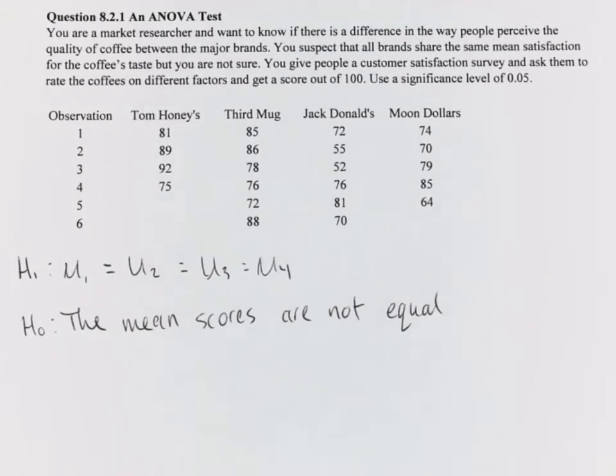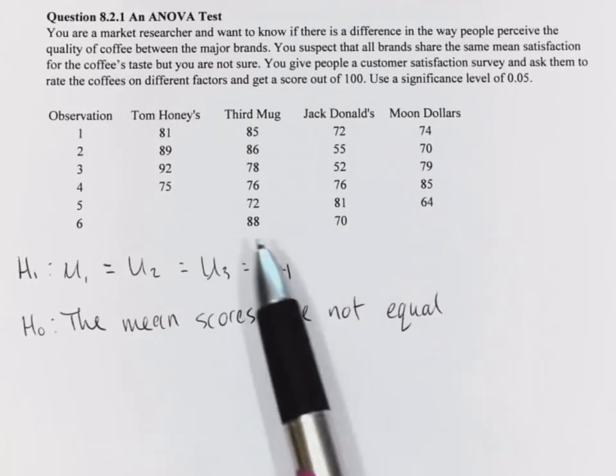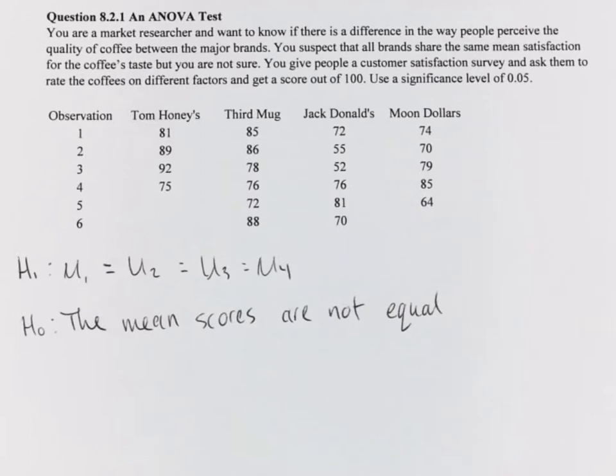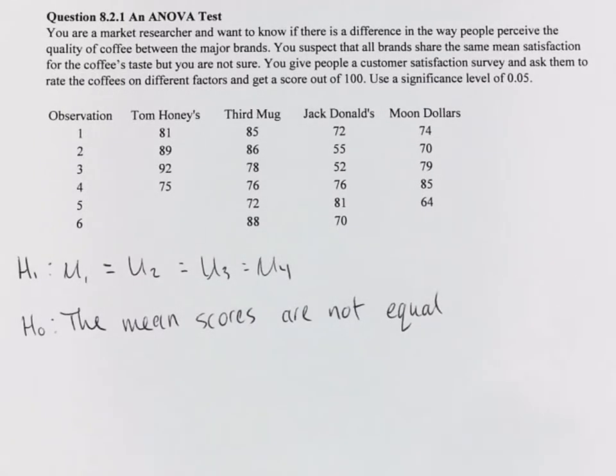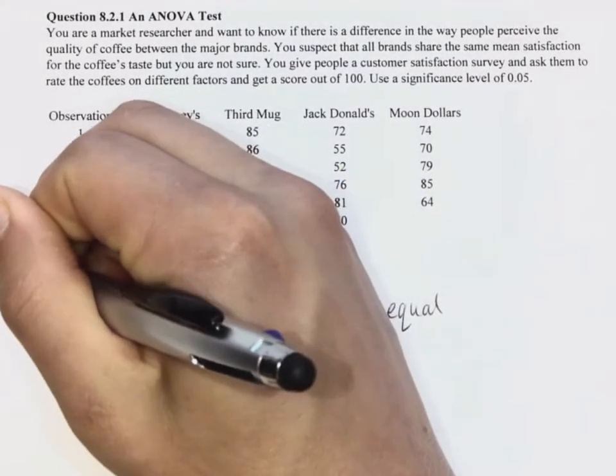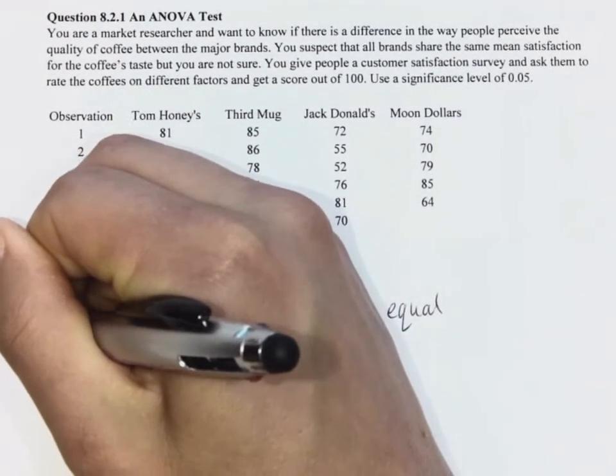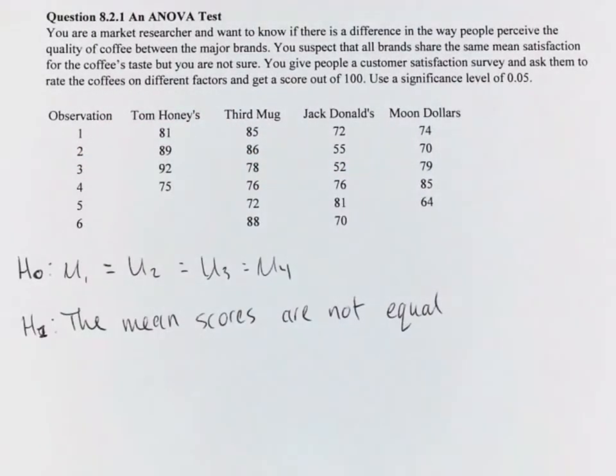If the null hypothesis is not rejected, we would conclude that there is no difference in the mean for the satisfaction ratings of the 4 coffee companies. If our null hypothesis is rejected, we would conclude that there is a difference of at least 1 pair of mean scores, although we won't be able to at this point say which pair or how many differ.